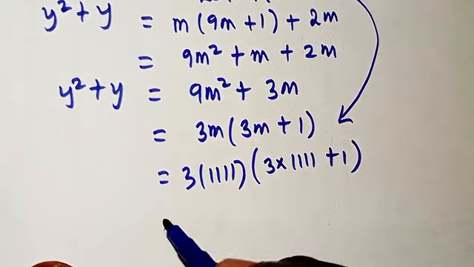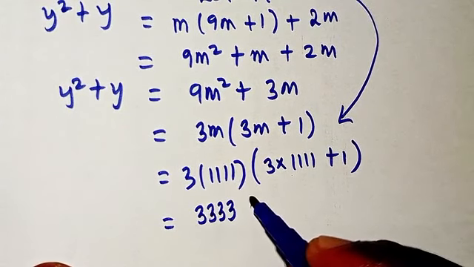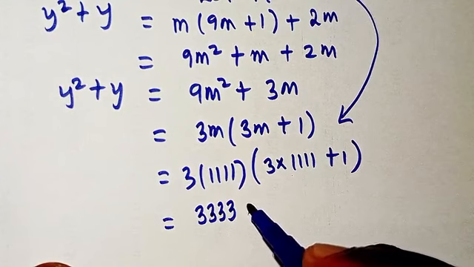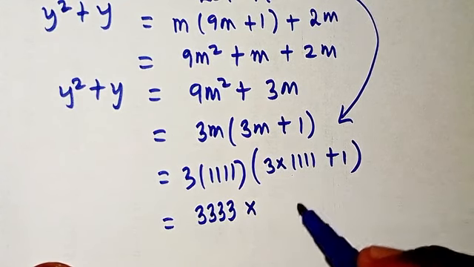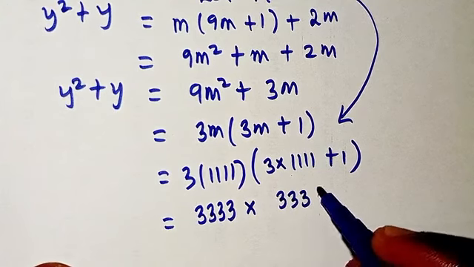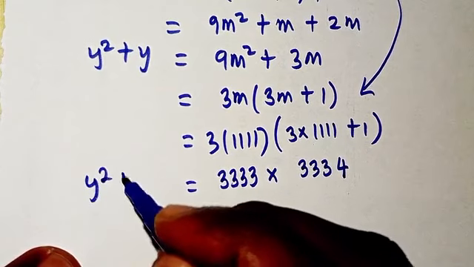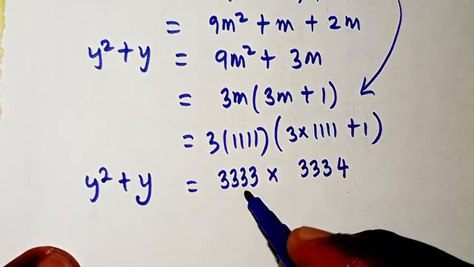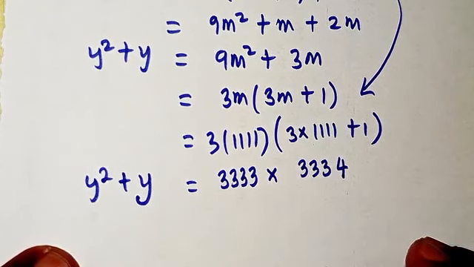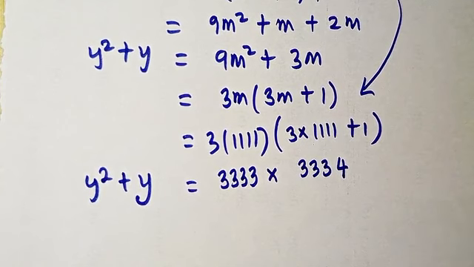So now from there, 3 times this is going to be 3, 3, 3, 3, right, multiplying 3 times this plus 1. You can see we're going to have 3, 3, 3, 4, right? So therefore we have y squared plus y equals 3, 3, 3, 3 times 3, 3, 3, 4. Are you getting it, please?